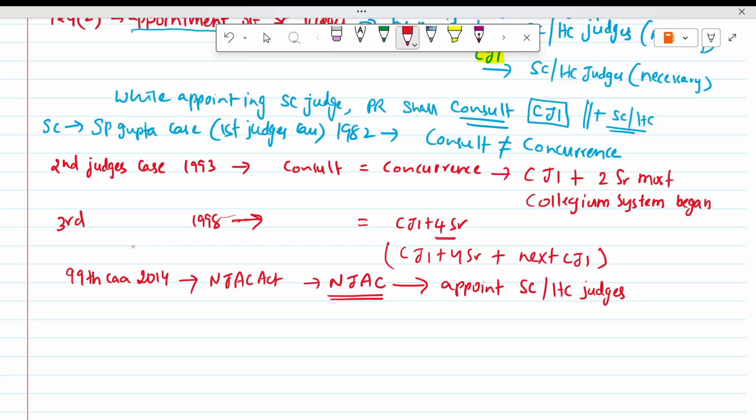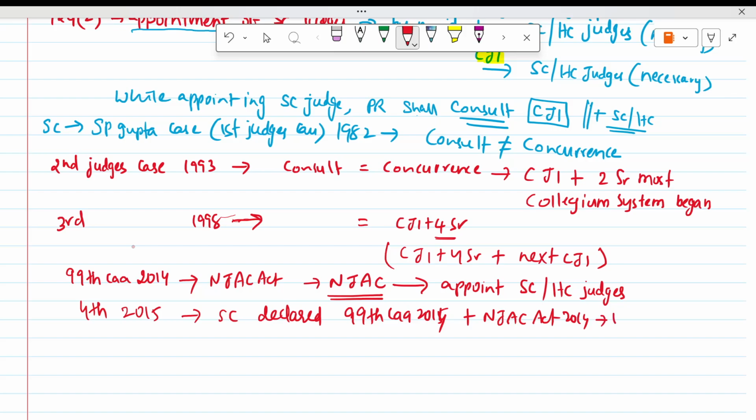But immediately, what happened? In 2015, the fourth Judges case, the Supreme Court declared the 99th Constitutional Amendment Act, and the NJAC Act 2014, unconstitutional.